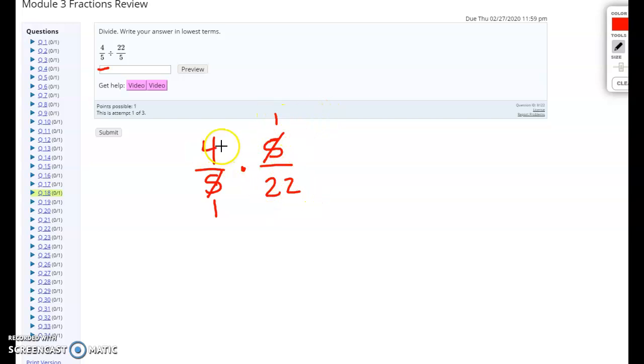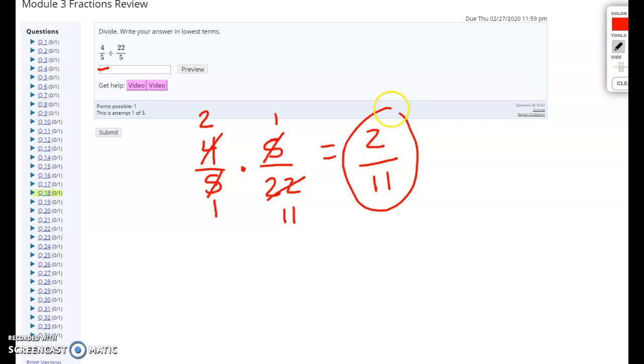Looking here, I can divide both of these by 2. So 4 divided by 2 is 2, 22 divided by 2 is 11. And now I can just say, okay, 2 times 1 equals 2, 1 times 11 equals 11. So that would be our answer. In this one, you could also just multiply them and then simplify at the end, but I prefer cross-canceling.